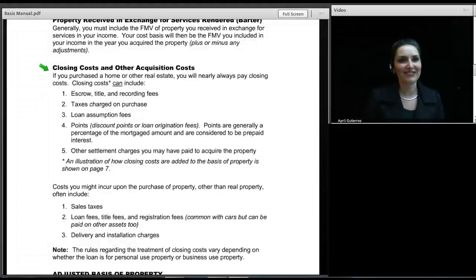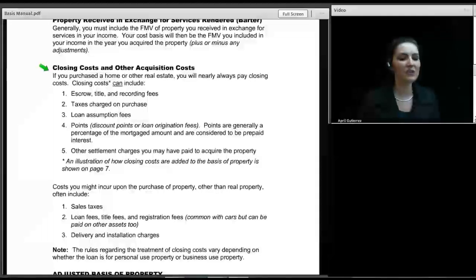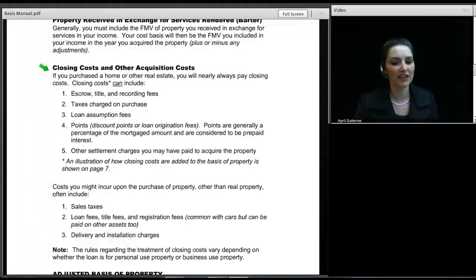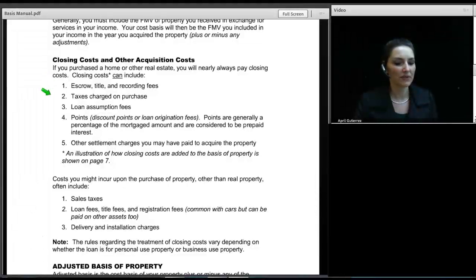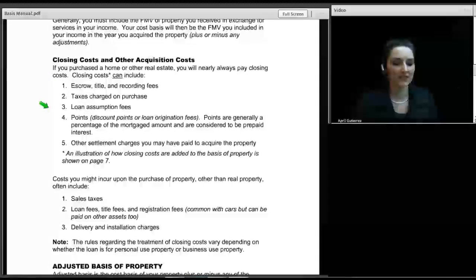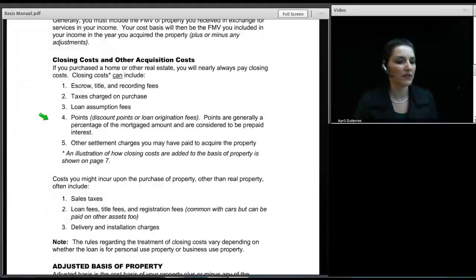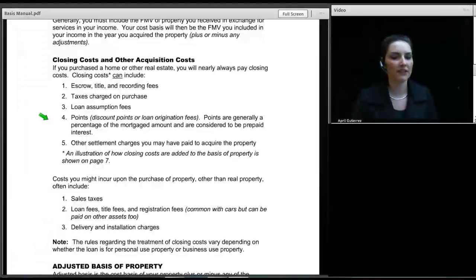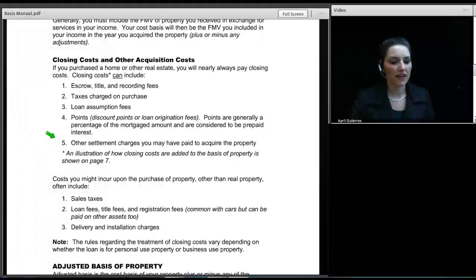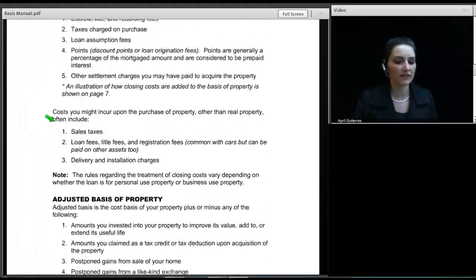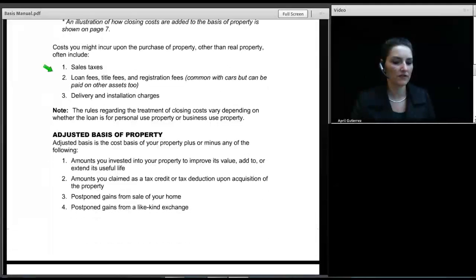Closing costs and other acquisition costs. If you purchase a home or other real estate, you will nearly always pay closing costs, and closing costs can include escrow, title, and recording fees, taxes charged on purchase, loan assumption fees, points, including discount points or loan origination fees, and points are generally a percentage of the mortgaged amount and are considered to be a form of prepaid interest. Other settlement charges you may have paid to acquire the property. And an illustration of how these closing costs add to basis is coming up a little bit later in this manual, so I'll show you there.